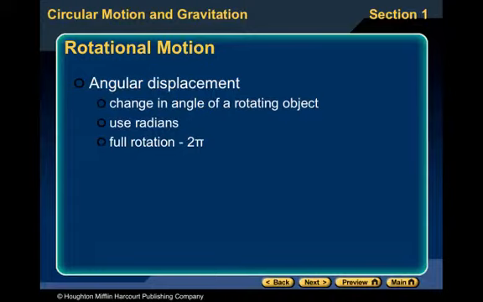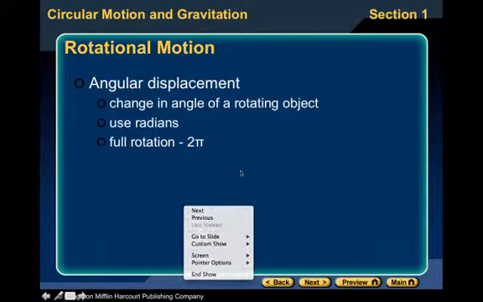This is looking at, like, as a bicycle tire goes around, what is the angular displacement? So how many radians has it gone through? We do measure this in radians. It's the change in angle of a rotating object, and we use radians. One full rotation is 2 pi.